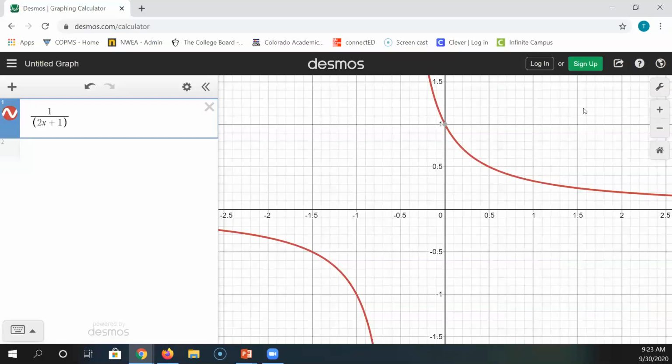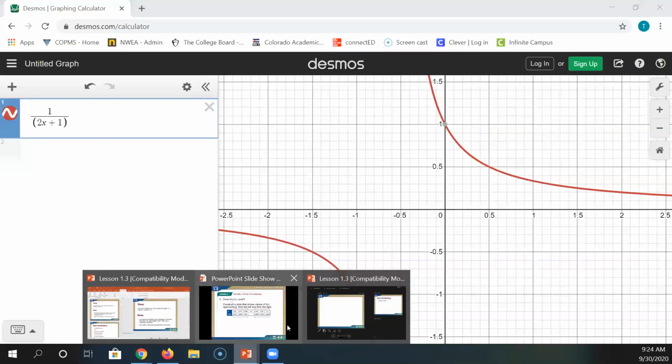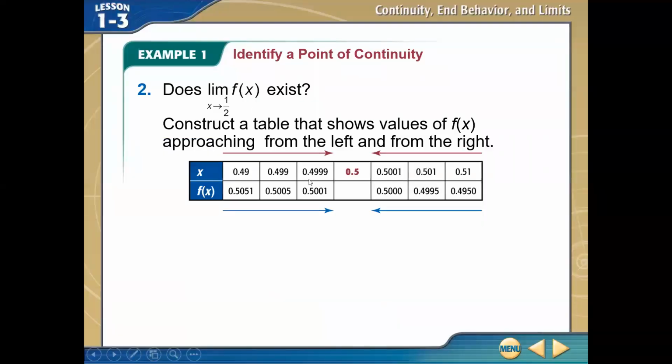Desmos, in regards to a trace function, is kind of tough because it really only goes down to the thousandths. That's why I like the TI-83, because I can actually plug in, I can go trace 0.49, and then I can go trace 0.499. Then I can go trace 0.4999. And I can keep entering those, and it's going to spit out different y values. But the key is we're getting closer and closer to 0.5. So working on the left side is this side of my table, working from the left.